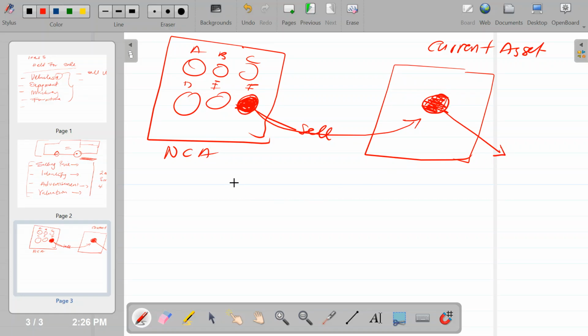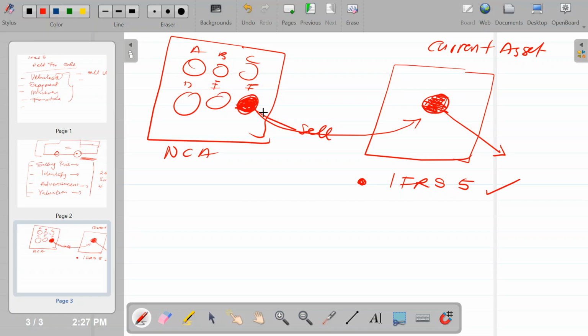So that's one of the key principles under IFRS 5. Assets that are held for sale are classified under current assets. That's one of the key principles that we have to bear in mind.